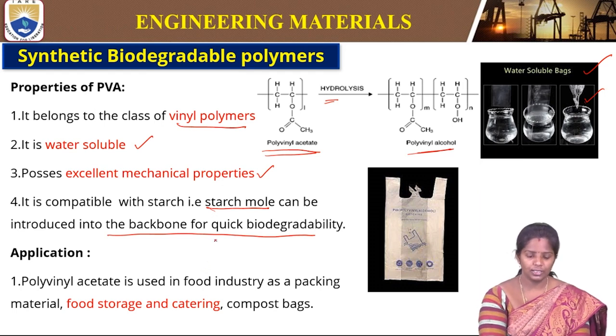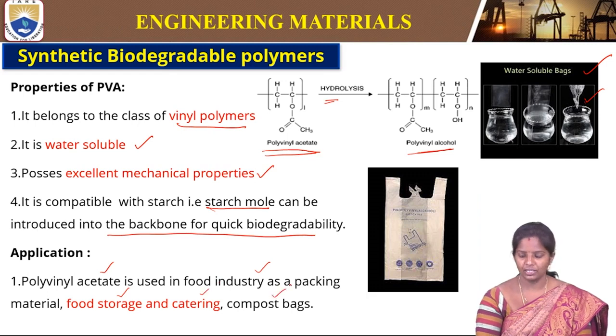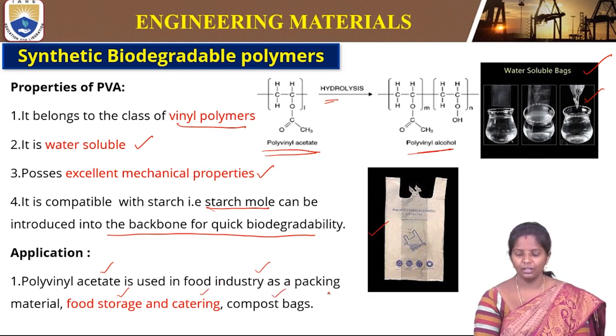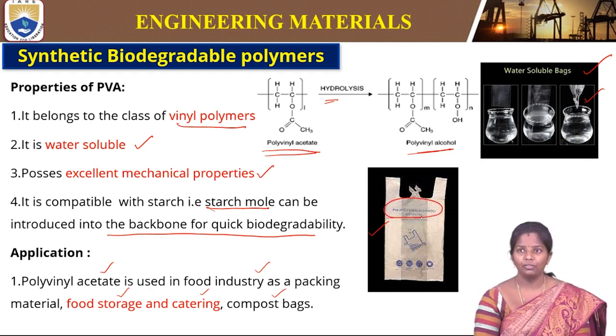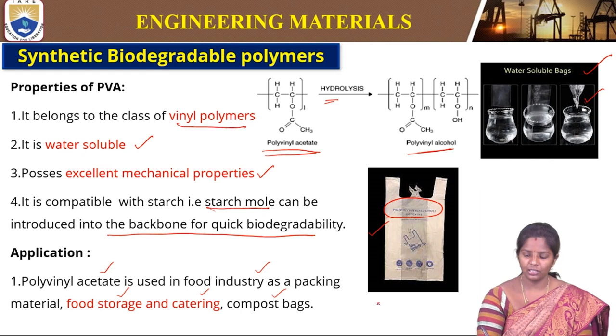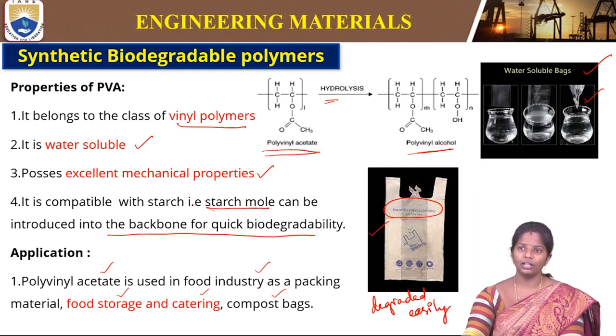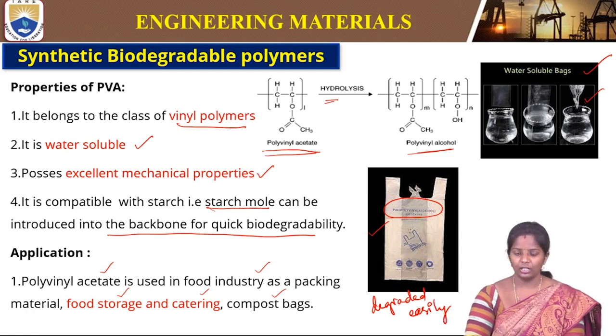So what are the applications? Polyvinyl acetate is used in the food industry as a packing material, then for food storage, catering and compost bags. These are some of the examples. For example, if you see, this bag is already named polyvinyl alcohol, so upon hydrolysis it gets degraded easily. Even if we throw it in water like seas, oceans, beaches, etc., it can be degraded very easily. So no harm to any plankton or animals.